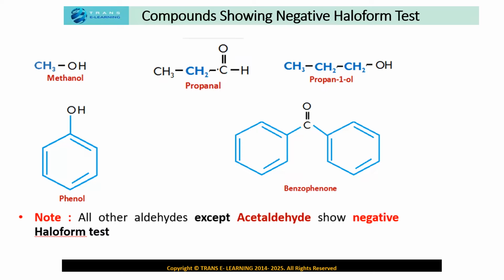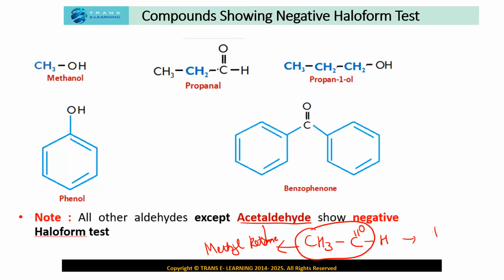So now the compounds showing a negative haloform test. Remember that all aldehydes except acetaldehyde show a negative haloform test, because only acetaldehyde, that is CH3, C double bond O and H, has this methyl ketone group. So that is the reason it will give you a positive haloform test, and the others are not going to give you. For example, methanol doesn't follow the criteria. Our criteria is either a methyl ketone, or a secondary alcohol, or ethanol.